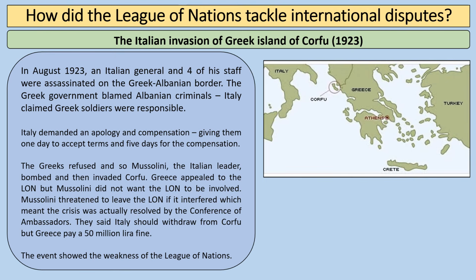So again, the event showed the weakness of the League of Nations, particularly in dealing with a more powerful country. And basically Mussolini had been able to get away with invading the Greek island of Corfu.